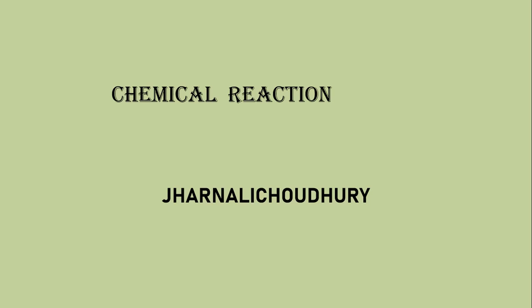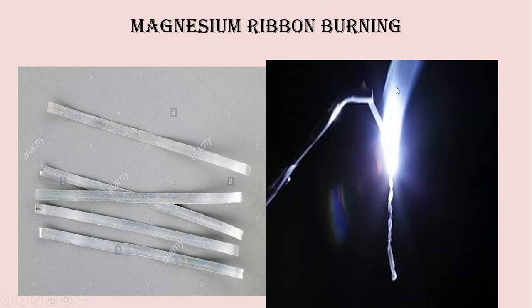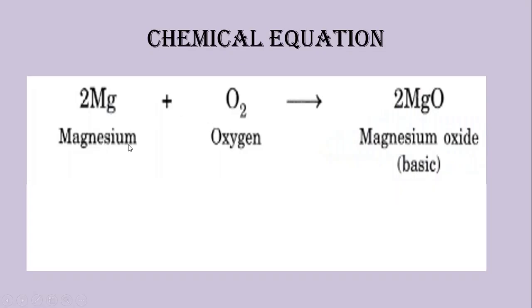Chemical reactions. Now let us discuss a few chemical reactions. First, magnesium ribbon burning. These are the magnesium ribbons. When we burn magnesium ribbon, it produces bright light and the ribbon changes into ash. This can be represented by this chemical reaction.